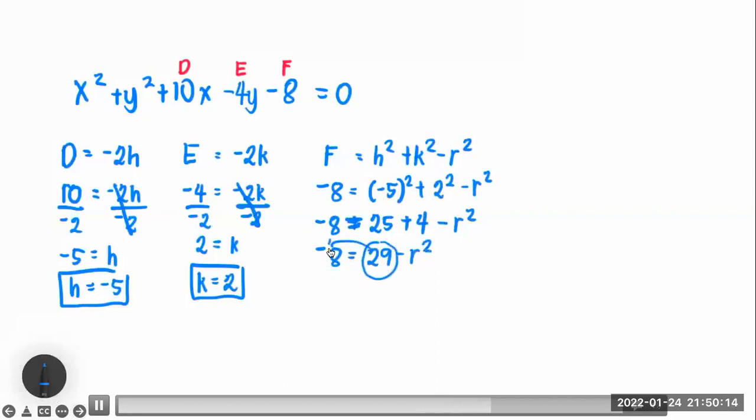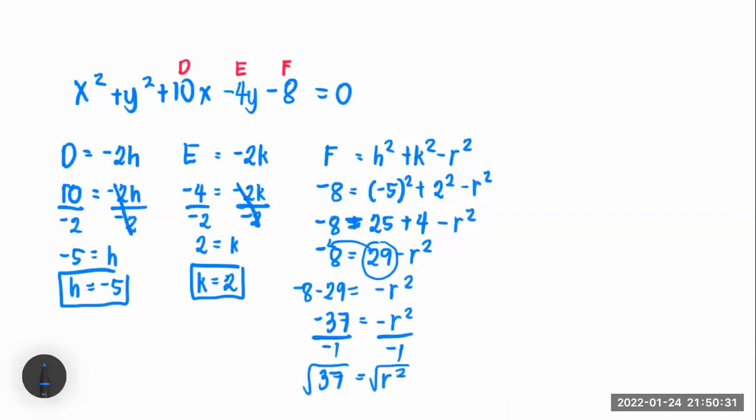So ilipat natin si 29 sa kabila. It becomes negative 8 minus 29 equals negative r squared. So this is negative 37 is equal to negative r squared. Divide both sides by negative 1. So your r squared is equal to positive 37. Pero ang kailangan natin r lang, kaya kunin mo yung square root. So you have there r is equal to square root of 37.